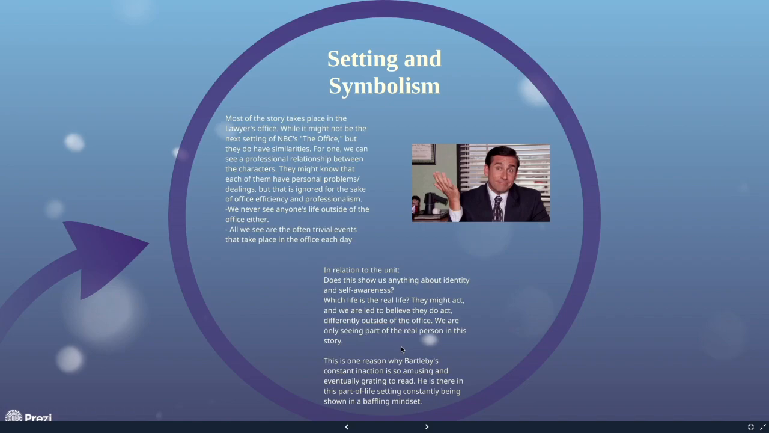This is one reason why Bartleby's constant inaction is so amusing and eventually grating to read. He is there in this part life setting, constantly being shown in a baffling mindset. At the office, usually you do what you have to do and then you go home so that you can get paid and do what you want on your free time. What's funny about Bartleby is this part life, part real type of setting. He's doing nothing, completely nothing. And he's there 24/7. That's the really interesting part.